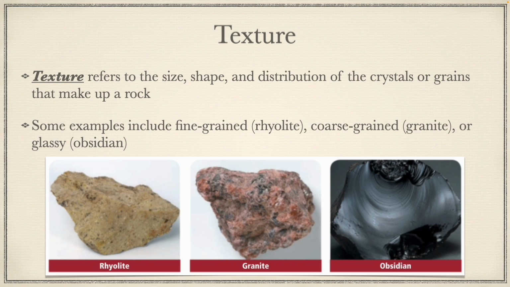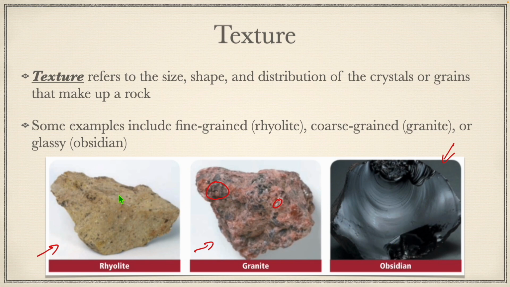So texture with rocks has a slightly different meaning than it does with minerals. With minerals, it literally is how it feels. Texture in terms of rocks refers to the size, shape, and distribution of the crystals or grains that make up a rock. Some examples include fine grain, like our rhyolite here; coarse grained, like our granite, where you can usually see individual little speckles, different mineral crystals; or glassy, such as our obsidian over here, and glassy basically means there are no crystals in this.